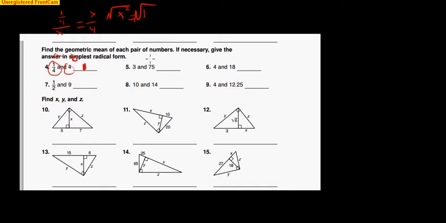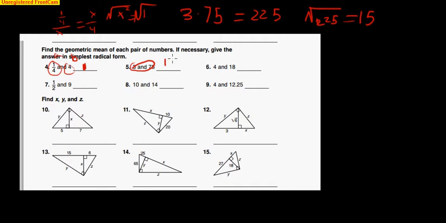Alright, let's take a look at 3 and 75. The shorter way, so that you don't have to set up this equation each time, is you multiply these numbers and take the positive square root. So 3 times 75 is equal to 225. The positive square root of 225 is equal to 15. So the geometric mean between these two numbers is 15. And you can carry it out through all of these problems if you want to. That's what our homework is.